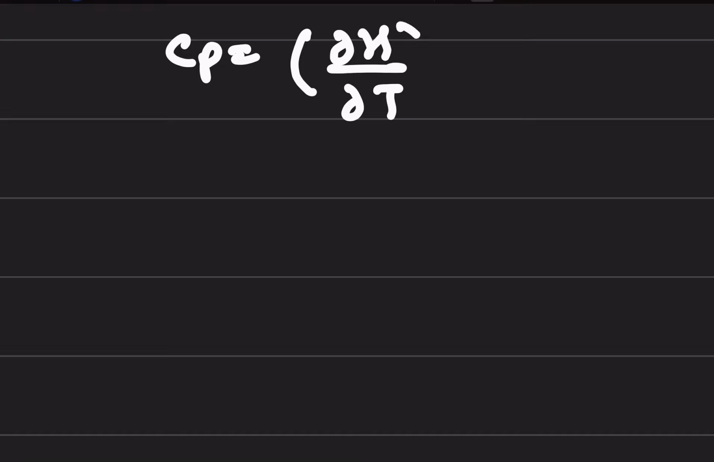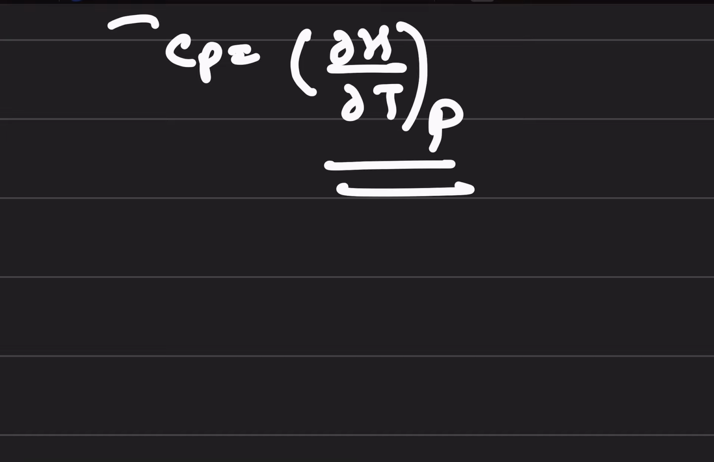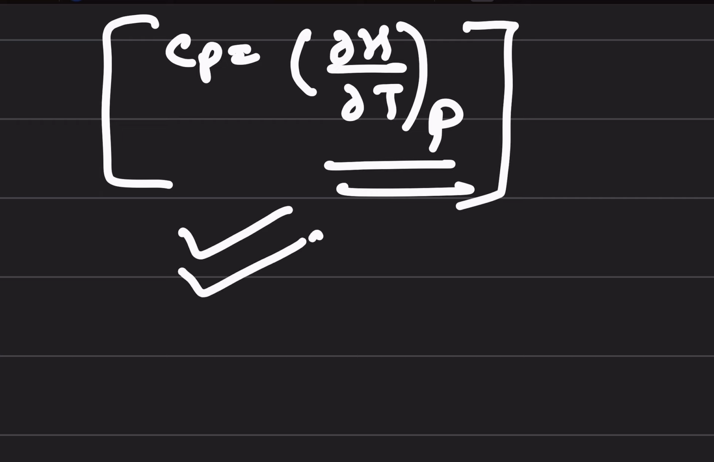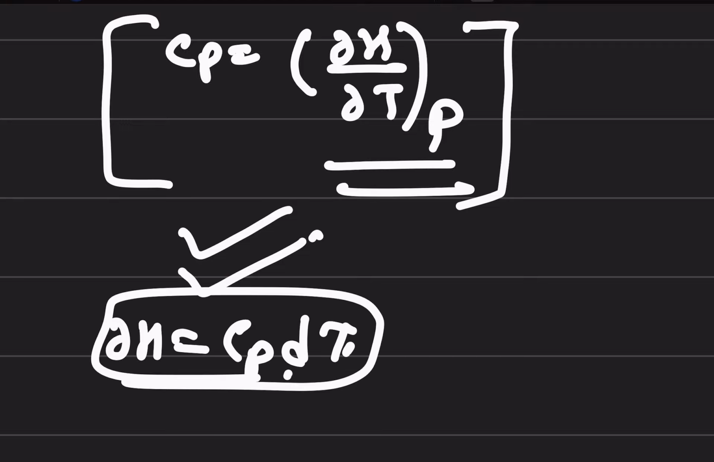The constant pressure heat capacity is defined as Cp equals del H by del T at constant pressure. The previous one was at constant volume and this is at constant pressure. So this is how Cp is defined, or delta H is equal to Cp dT. So dH is equal to Cp dT.